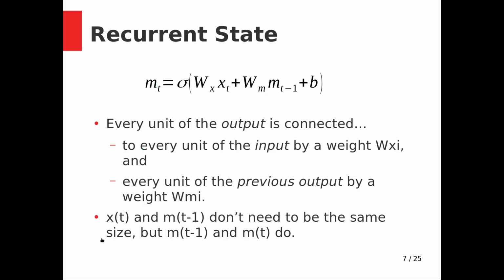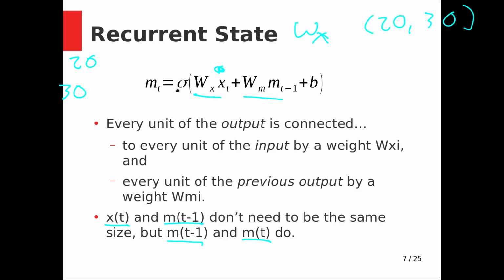As a little note, x and m don't have to be the same size, but m_{t-1} and m do. These two matrices need to map both of these products to the same size. So if this thing had 20 outputs and 30 inputs, then W_x, that weight matrix, would have to be 20 by 30, because the input is size 30 and the output is size 20, and then W_m would have to be 20 by 20. See? Yes?